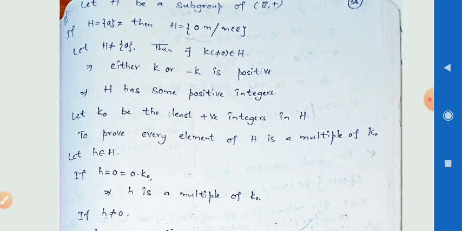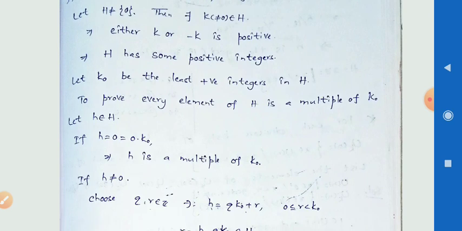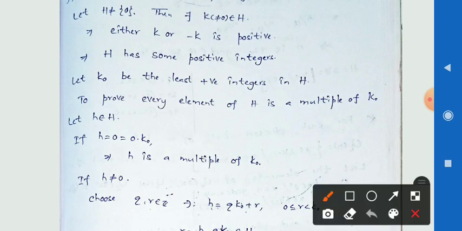Let k naught be the least positive integer in H. To prove: every element of H is a multiple of k naught. Here I have taken k naught to be the least positive integer. What I have to prove is that H consists of multiples of k naught. I have to show that H is a multiple of k naught.